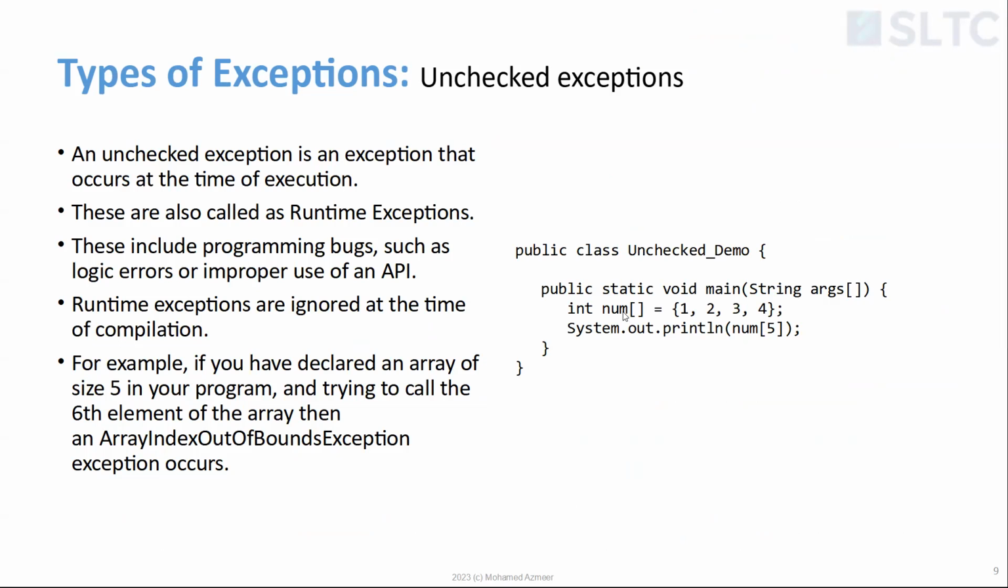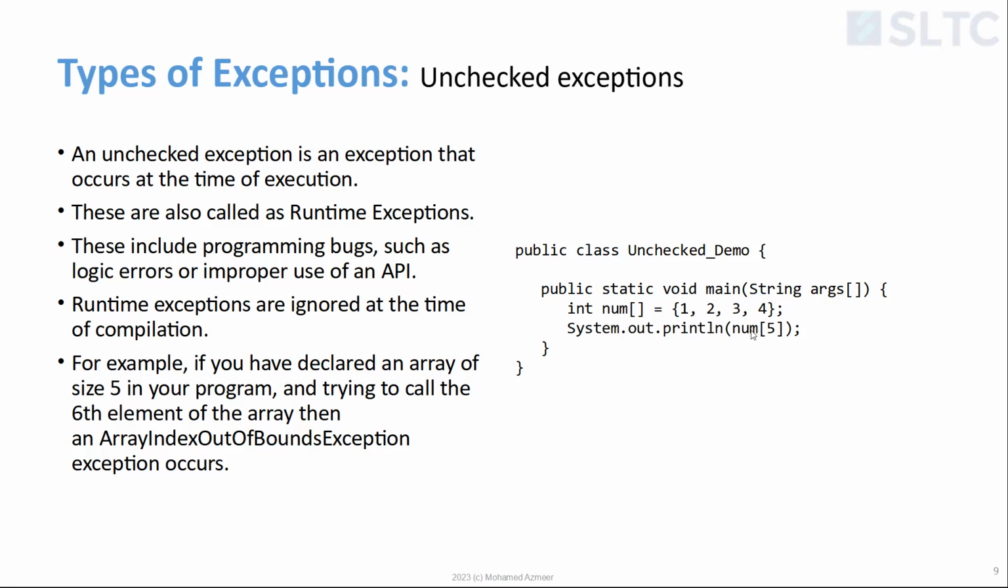So I have a num array, integers. I have 4 elements, isn't it? 1, 2, 3, 4. And you know, when it comes to arrays, we start with 0 as the index number. So this is 0, 1, 2, 3. Now, if I say to access the 5th element, that is wrong because there is no 5th element, isn't it? So this will throw an error.